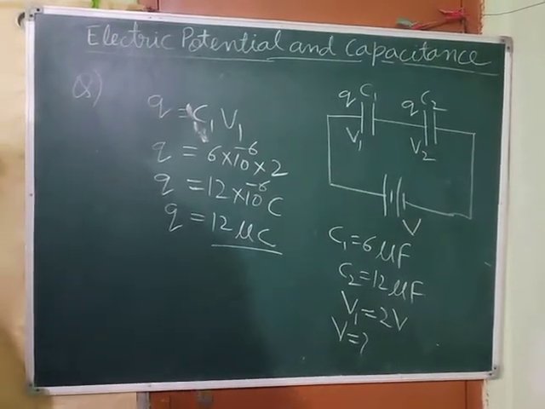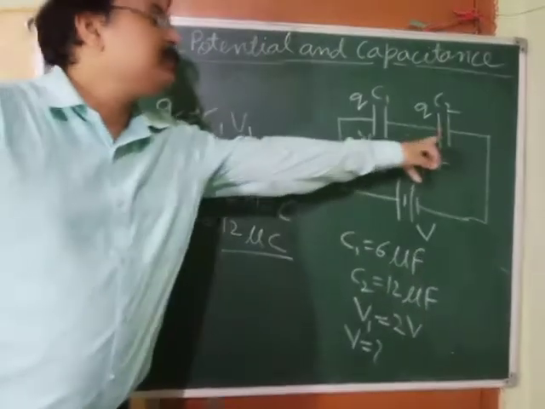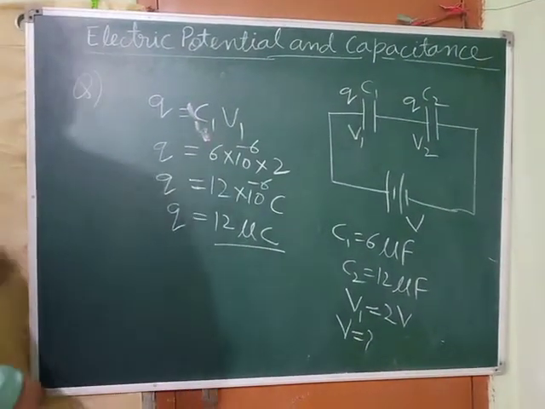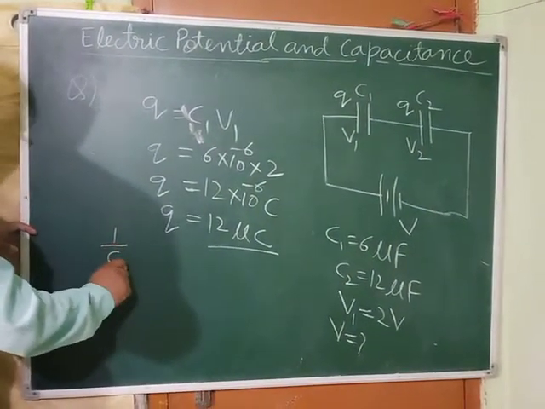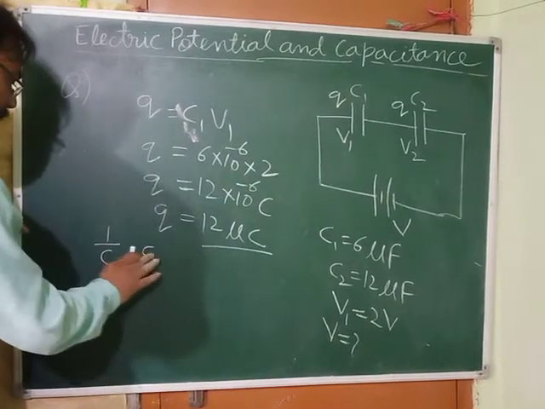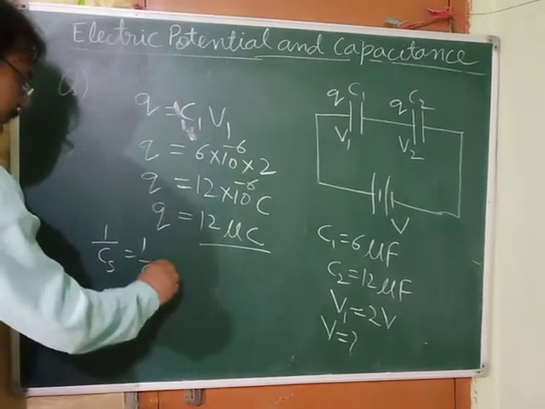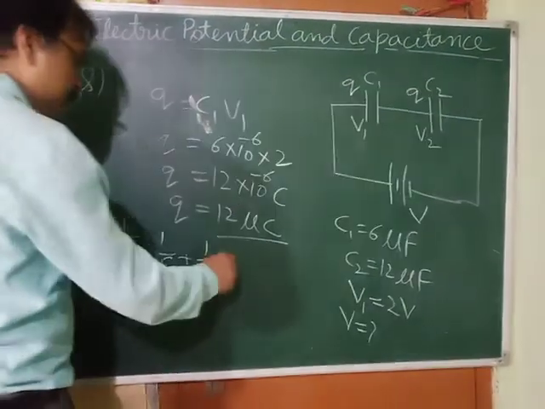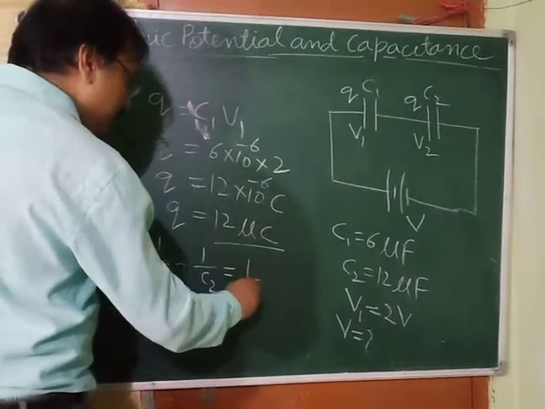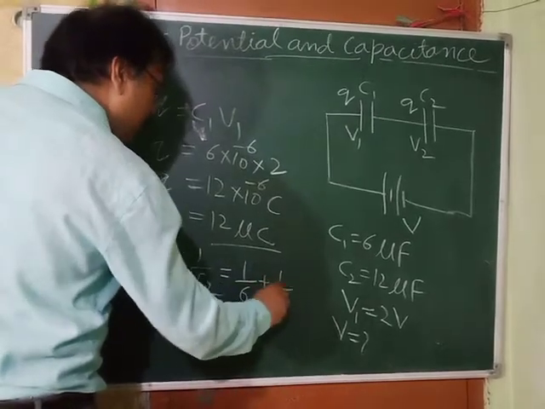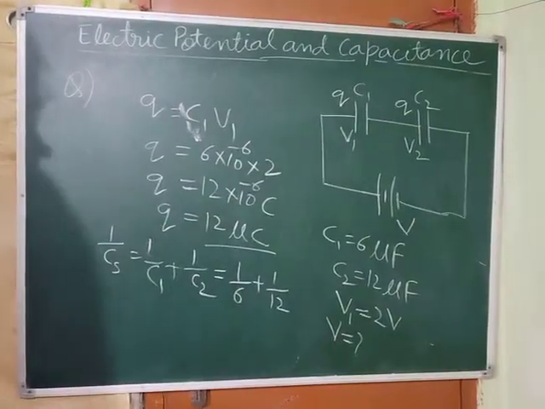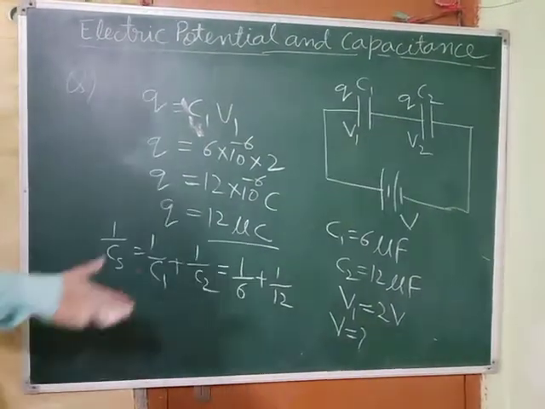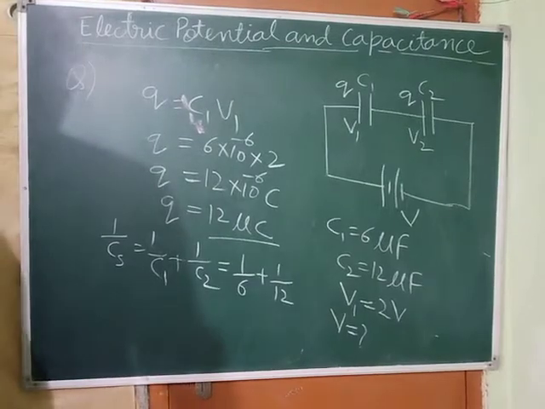Now once we got the charge, can we find out the total capacitance of the two capacitors? Because they are connected in series. So in series, what is the formula for capacitance? 1 by Cs is equal to 1 by C1 plus 1 by C2, because here we have only two capacitors. So what can we write here? 1 by 6 plus 1 by 12. It is in microfarad, so we will get the result also in microfarad. Don't worry, you need not write 10 to the power minus 6.